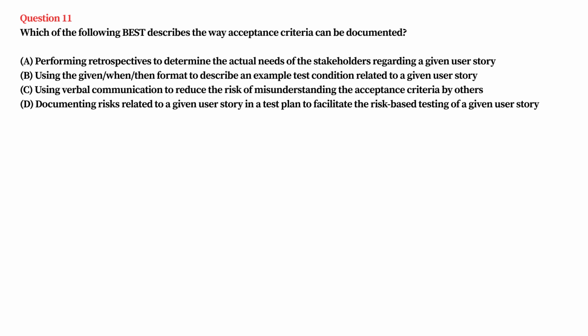Answer C is not correct. Verbal communication does not allow us to physically document the acceptance criteria as part of a user story, the card aspect in the 3Cs model. Answer D is not correct. Acceptance criteria are related to a user story, not a test plan. Also, acceptance criteria are the conditions that have to be fulfilled to decide if the user story is complete. Risks are not such conditions.